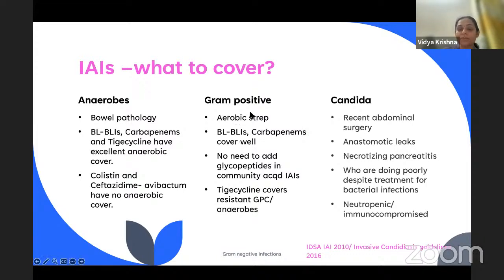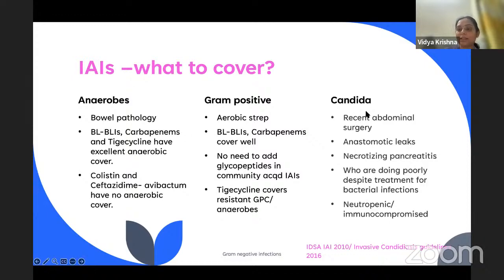So for gram positives, normally we would only cover aerobic strep when you're talking about a community-acquired sepsis. So if you're using BL-BLIs and carbapenems, that itself should be enough. You don't have to add an extra vancomycin or a teicoplanin in a community-acquired intra-abdominal sepsis. Again, if it's a healthcare-associated infection, if you're using TG, that will cover as well.